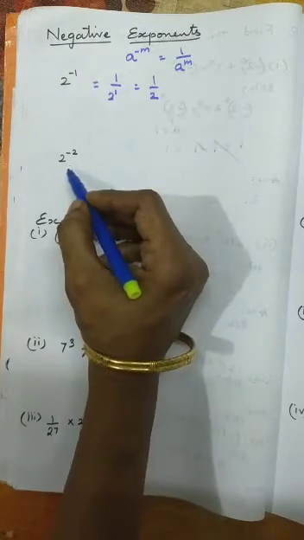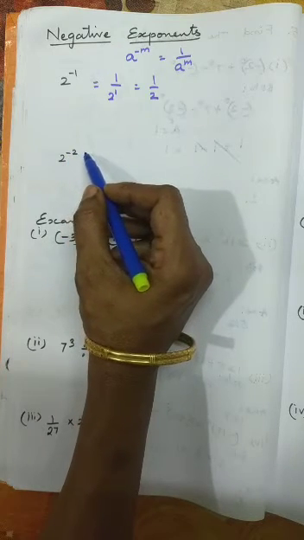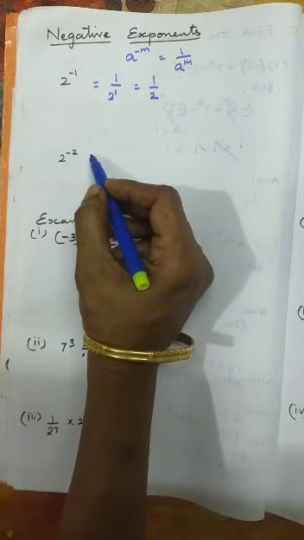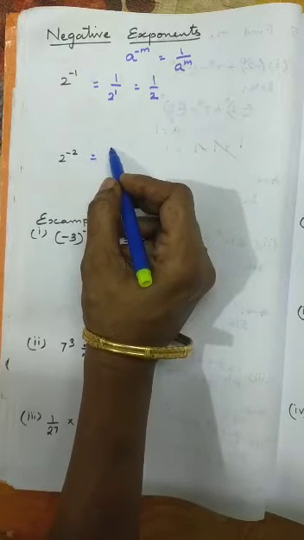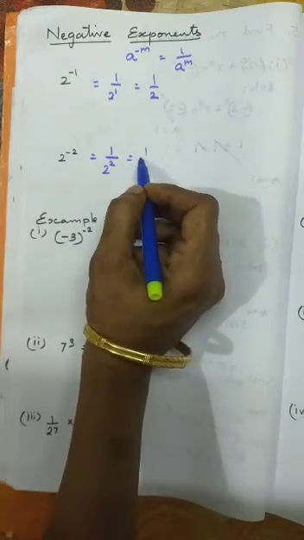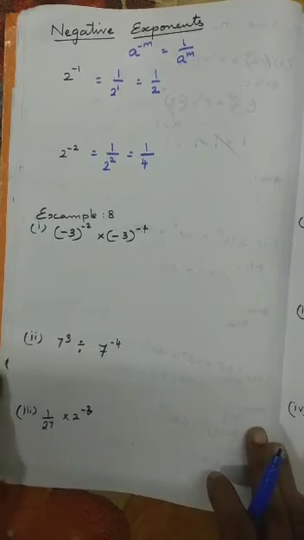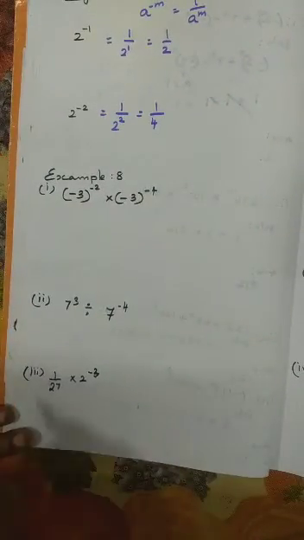And here 2 power minus 2. We cannot write this as 2 into 2. So first you have to change this to positive. 2 square equal to 1 by 4 is the answer. Okay, now we shall see the examples.